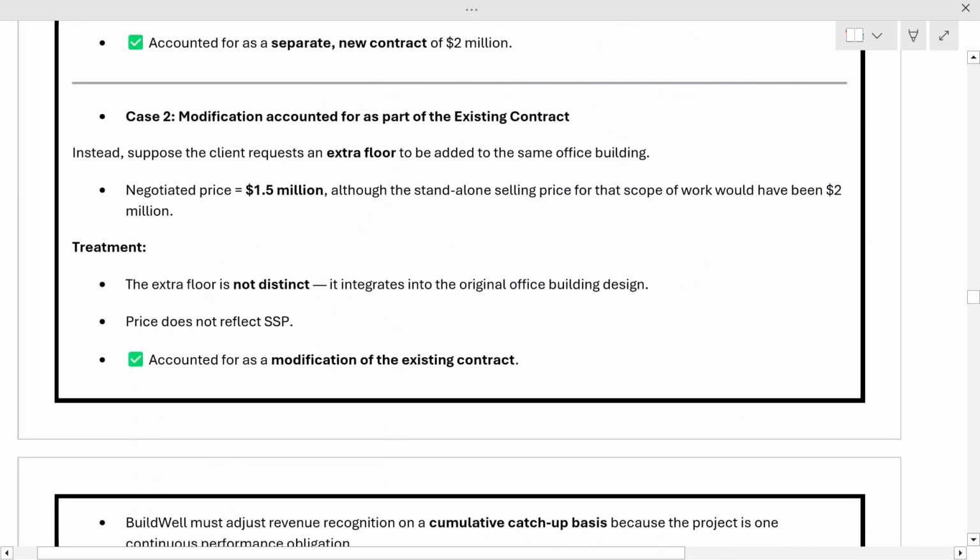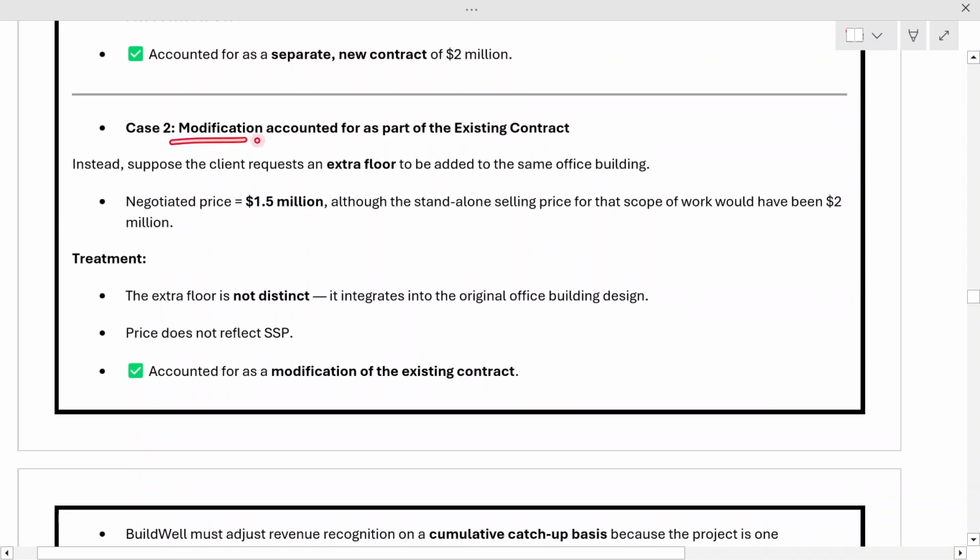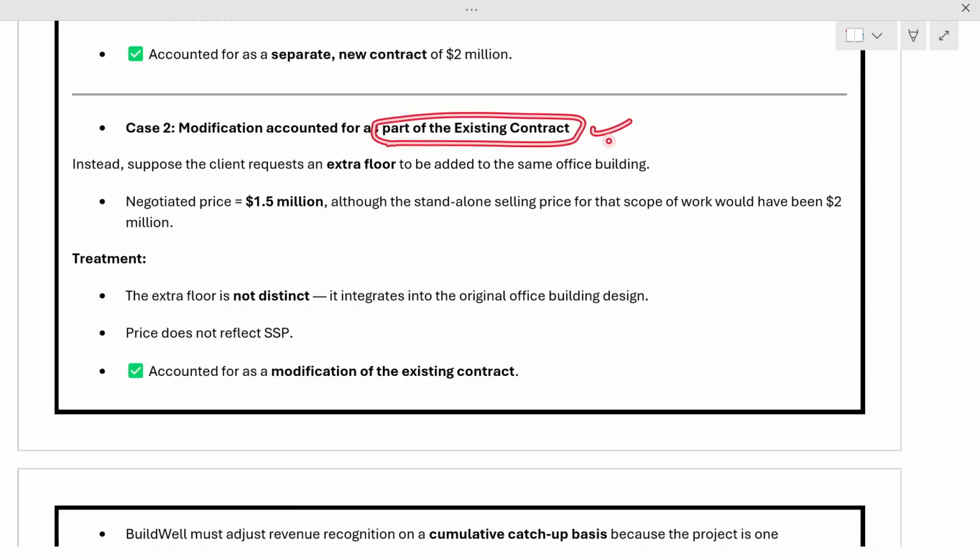Now let's see situation 2, where the modification is accounted for as a part of the existing contract. If a modification happens, we say no, this is not a new contract, this is the existing contract. Let's suppose the client comes and requests that an extra floor be added to the same office building, which the builder is already building. An additional floor needs to be made there.